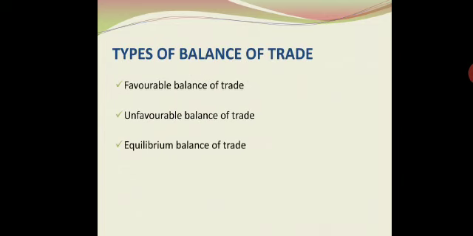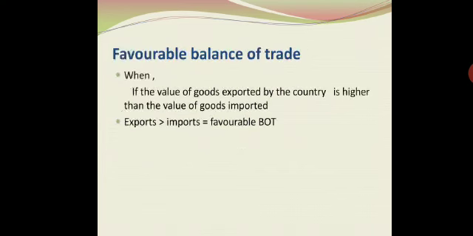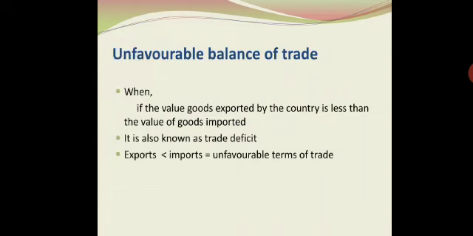Next, what are the types of balance of trade? There are three types: favorable balance of trade, unfavorable balance of trade, and equilibrium balance of trade. First, favorable balance of trade. If the value of goods exported by the country is higher than the value of goods imported, that is, in symbols, exports are greater than imports, it is a favorable balance of trade. Clear. Next, unfavorable balance of trade.